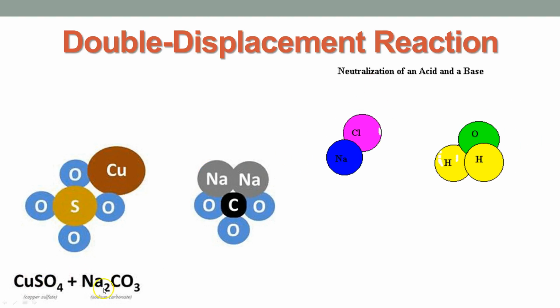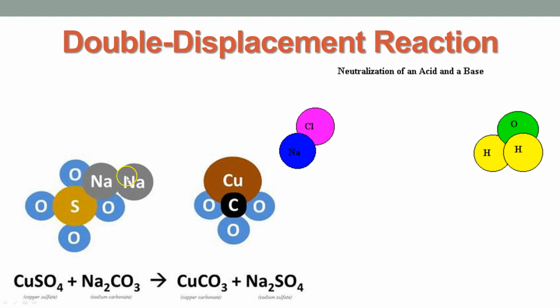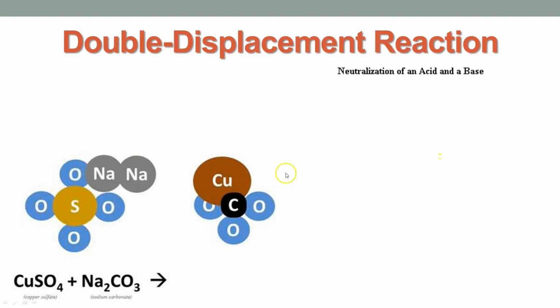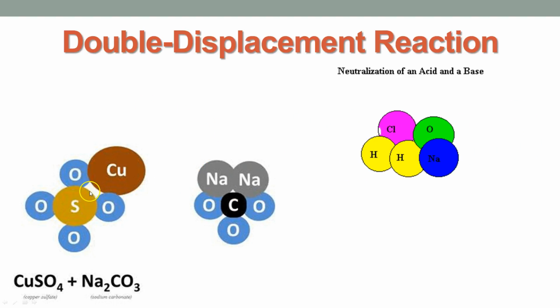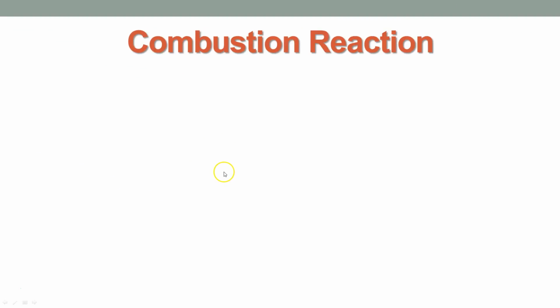Here's another one, copper sulfate and sodium carbonate. You can see the sodium is going to switch over and the copper is going to switch over. So this is a double displacement. In a single displacement, only one would move, but in a double displacement, they are both switching who they came with and who they are leaving for.